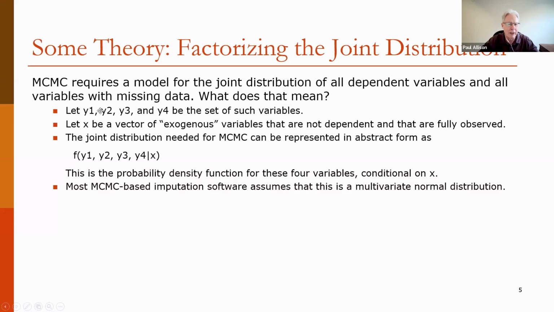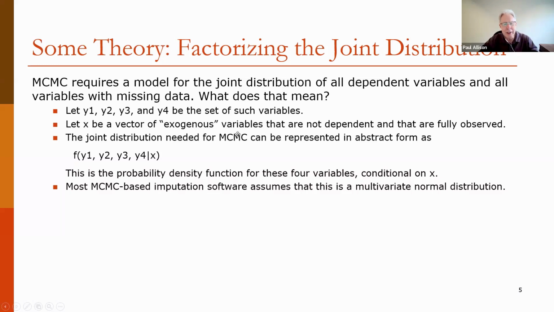Let's suppose that we've got 4 variables, y1 through y4. Let's say y1 is a dependent variable with complete data. y2 is a predictor variable with missing data. y3 is another predictor variable with missing data, and y4 is a third variable that's a predictor and has missing data. And we may also have exogenous variables that are never dependent variables in the model and that are fully observed, that is, have no missing data. We can refer to those collectively by the vector x and call that a vector of exogenous variables.